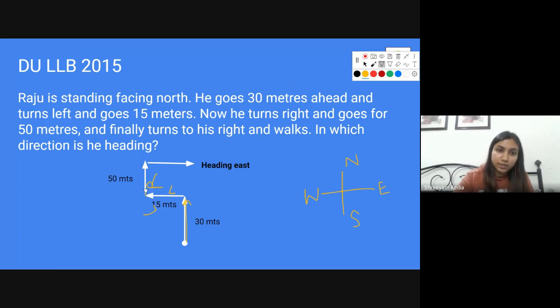So he turns towards his right and goes for 50 meters. So he's now facing north. And finally, he again turns right, which is the right of north. The right of north would be east. Okay, north se iske right le liya. He's heading east finally, which is our answer.